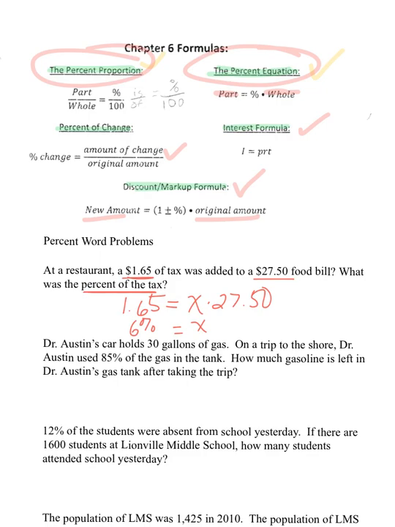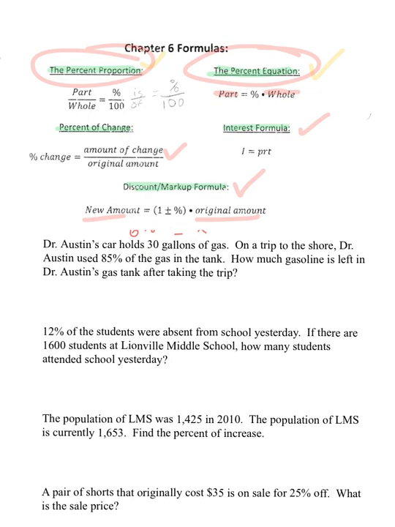In the next one, it says, Dr. Austin's car holds 30 gallons of gas. On a trip to the shore, he used 85% of the tank. How much gas is left in his tank after taking the trip? So we're looking for how much gas is left in the tank. Are you looking for a percent of change? Are you looking for an original amount or a discount? Are you looking for interest, principal, rate, time, or are you looking for a part and or whole? So for this one, you are looking for part and whole again.